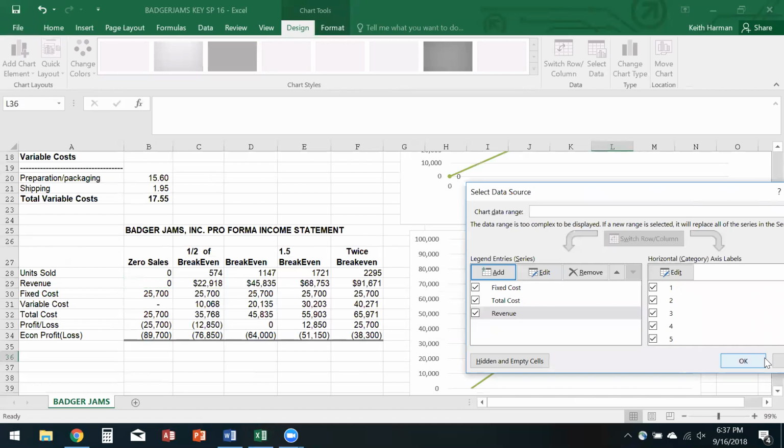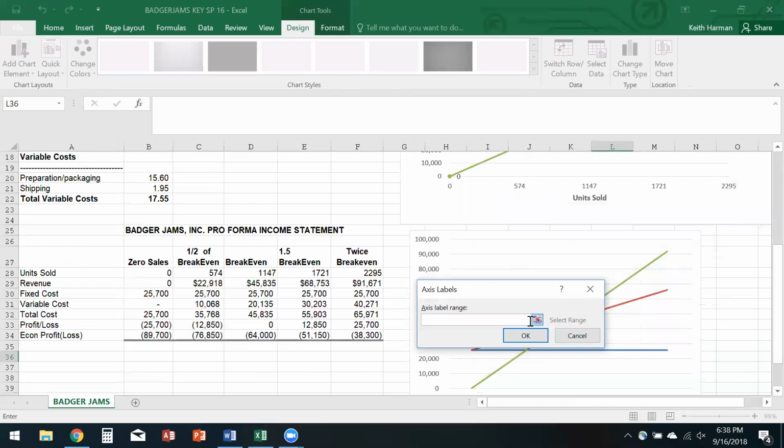Now, we want to get our axis labels, all right? And the axis labels, excuse me, are going to be the sales, so the number of units sold, all right? So I'm going to click here and I'm going to click edit, and I'm going to get the axis label range. This will be on the horizontal, and this will be units sold, right?